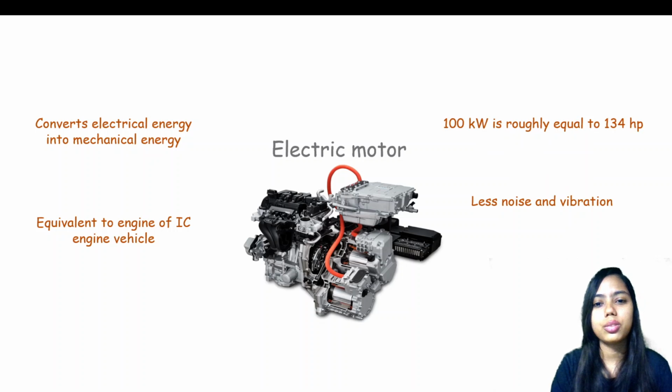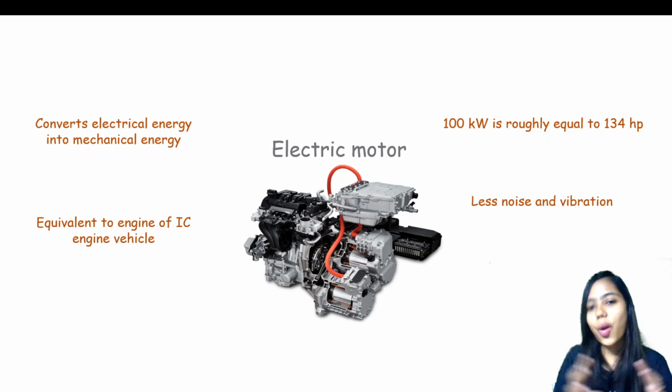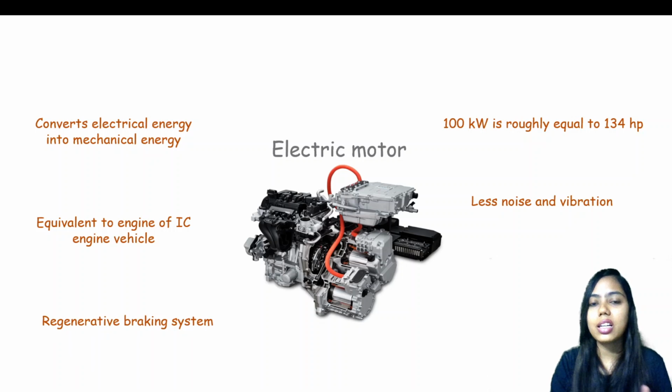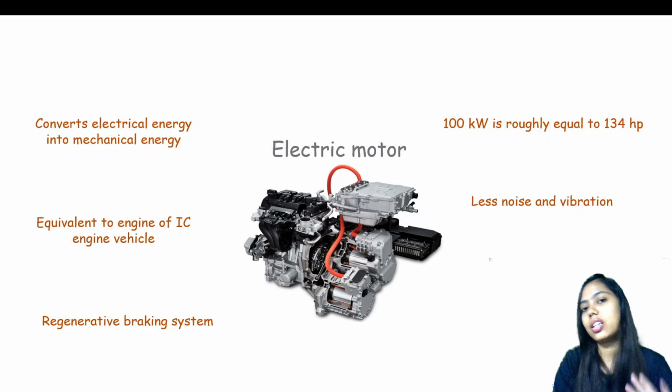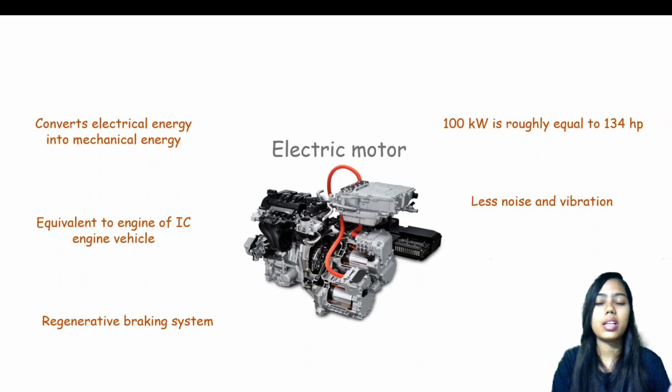And coming to some numbers, 100 kilowatt is roughly equal to 134 HP. So just imagine how compact the electric motor is compared to an IC engine when it comes to the same output. And another thing is regenerative braking, as discussed in the case of the inverter, that it is converting AC to DC when it comes to regenerative braking. And this is why inverters play a crucial role in increasing the drivability of your vehicle.